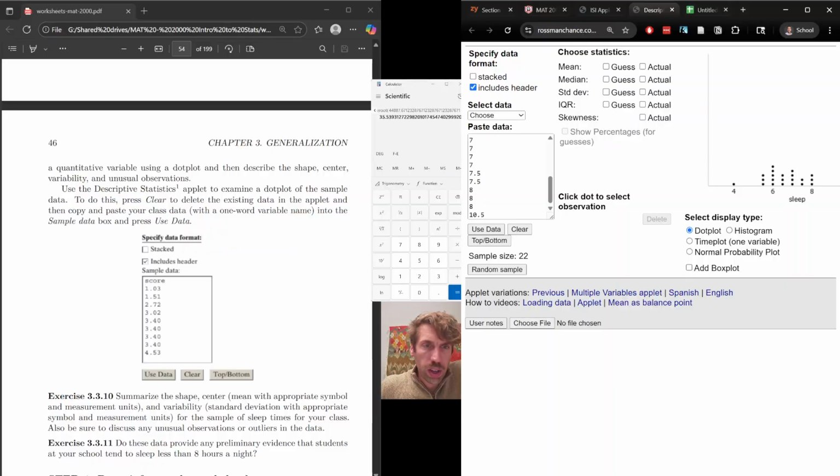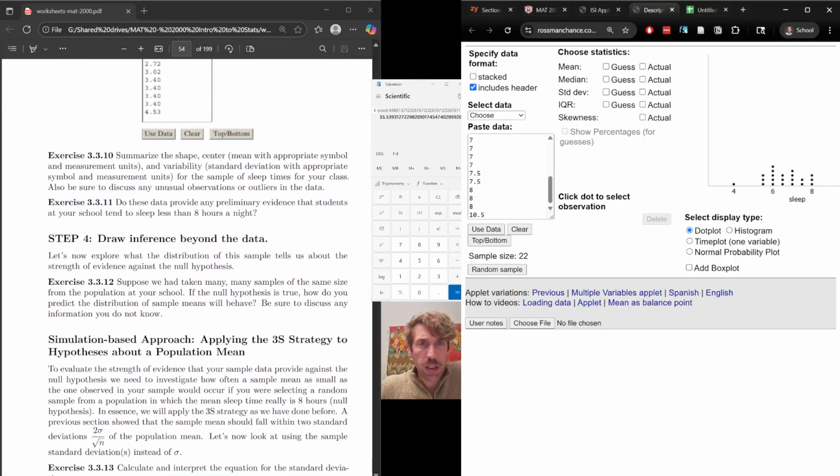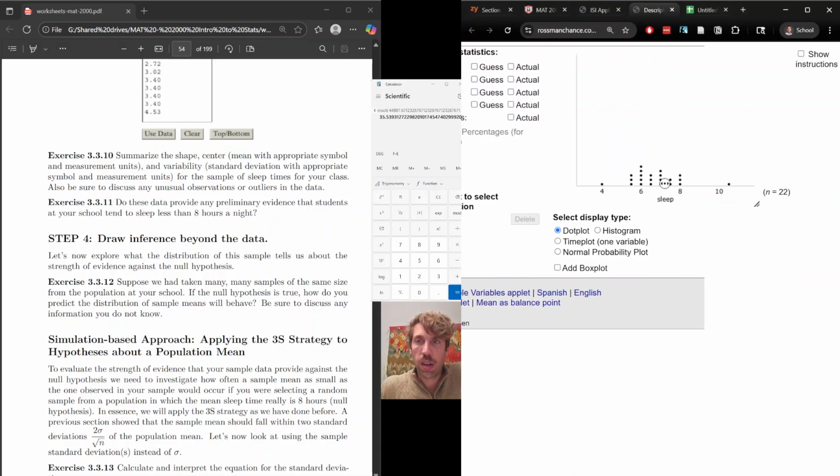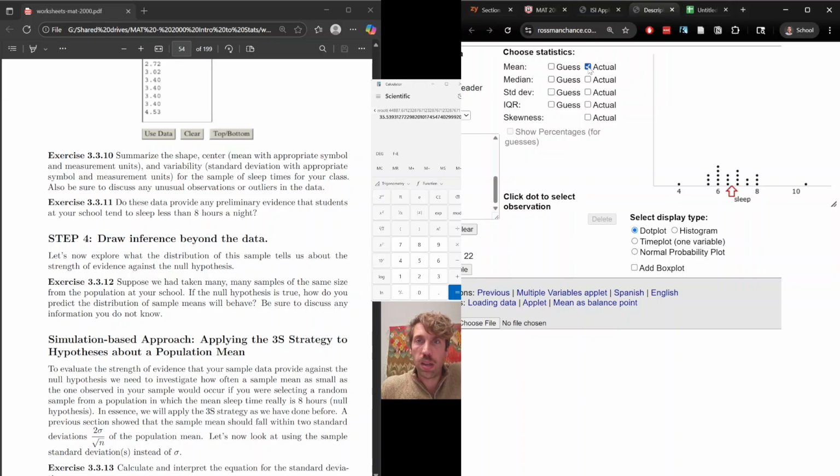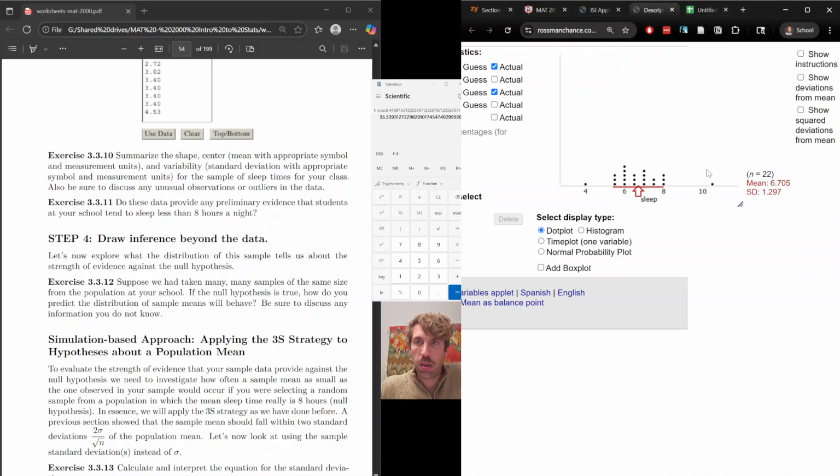So I use data. So then number 10, summarize the shape, center, and variability. Shape, center, mean with appropriate symbol and measurement units, and variability, standard deviation with the appropriate symbol and measurement units, for the sample of sleep times for your class. So over here, I've got this data right here. And so I want the mean and the standard deviation.